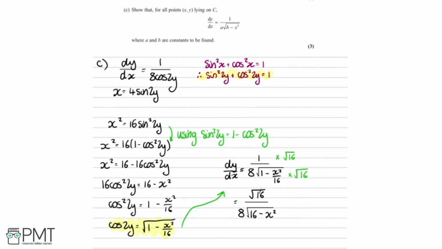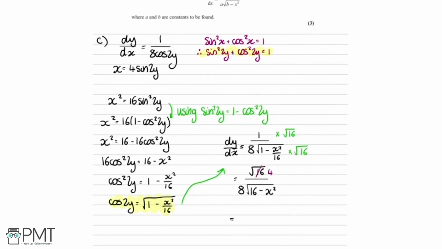The last thing to do is that the root 16 just equals 4. So if we divide the top and the bottom by 4, we're going to get 1 over, and then 8 divided by 4 is just 2. So 2 square root of 16 minus x squared. And then we're finished because that's in the form that it wants in the question. So we've got that a is 2 and b is 16.